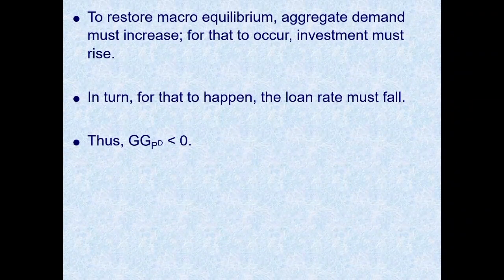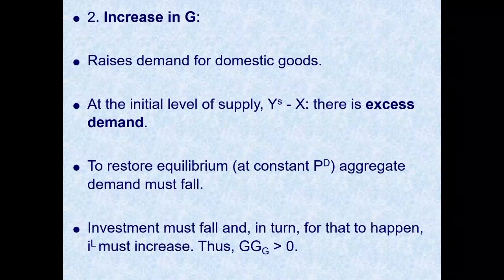When you have an increase in prices, domestic production increases by more than aggregate demand, so the net supply effect is positive. And exports also fall, which means that domestic sales are higher than demand. You need demand to increase. The only way for demand to increase is for investment to increase, and for investment to increase, the loan rate has to fall. Okay? Let's consider an increase in G now.